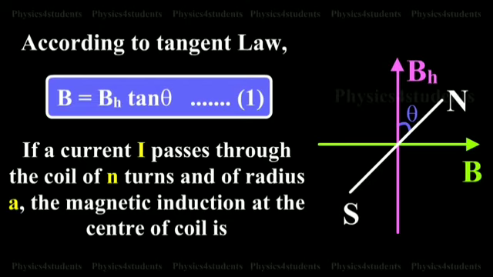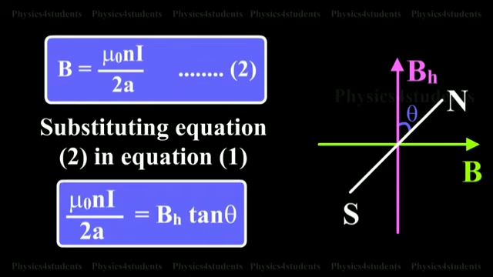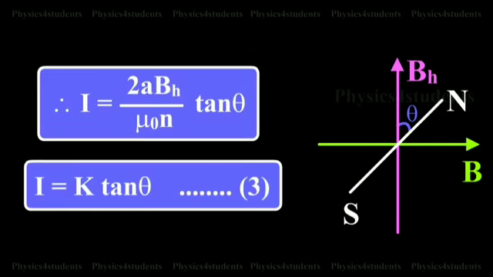If a current I passes through a coil of n turns and of radius A, the magnetic induction at the center of the coil is B equal to mu naught N I by 2A. Substituting, mu naught N I by 2A is equal to BH tan theta. So, from the equation, I is equal to 2A BH by mu naught N times tan theta. So, I is equal to K tan theta.